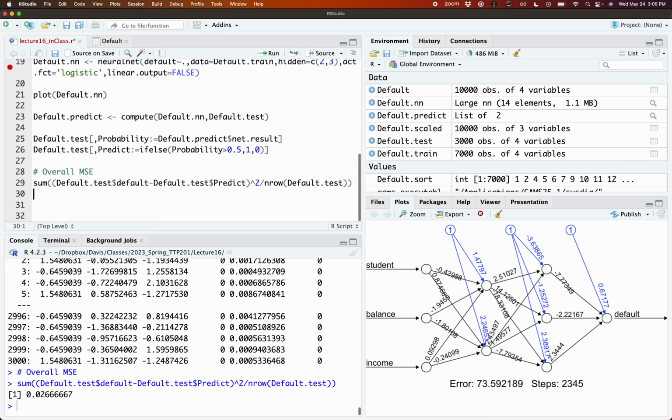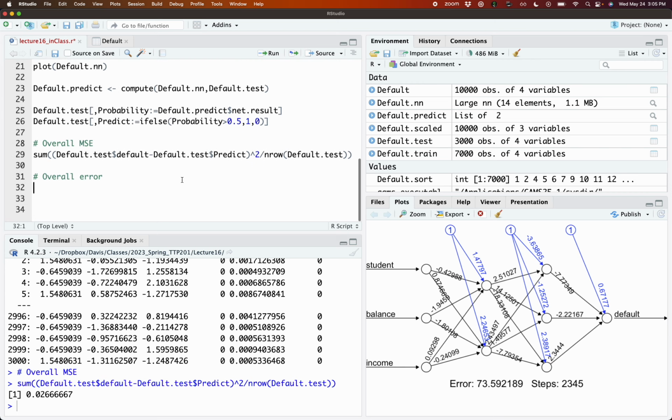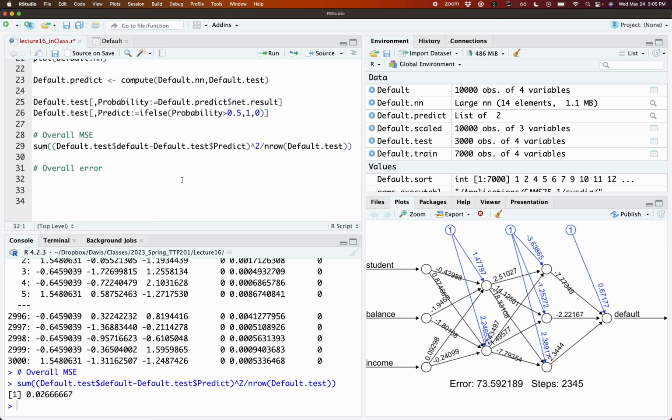So you can use this to determine the mean squared error. And actually, you know what we should do? We should look at the overall error. Right, and so let's see. How would I calculate the overall error between my actual and predicted outcomes?